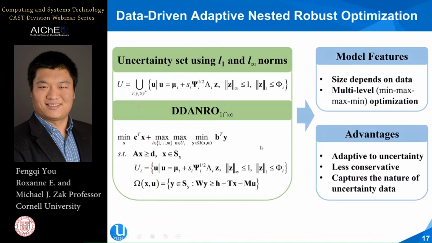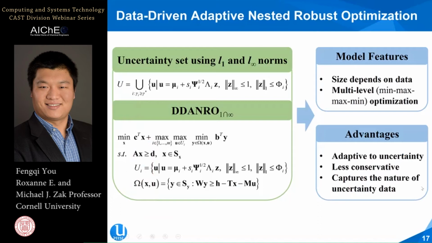Key advantages, of course: the data-driven uncertainty set is adaptive to the uncertainty information, and so it could be less conservative. It's less conservative because the uncertainty set is pretty good, but also because we're looking into adaptive robust optimization. We are not doing single-stage static robust optimization, but adaptive robust optimization, which is two-stage or could be multiple-stage. And the key point here is we really capture the nature of uncertainty data, capturing the structure and the complexity of uncertainty data.